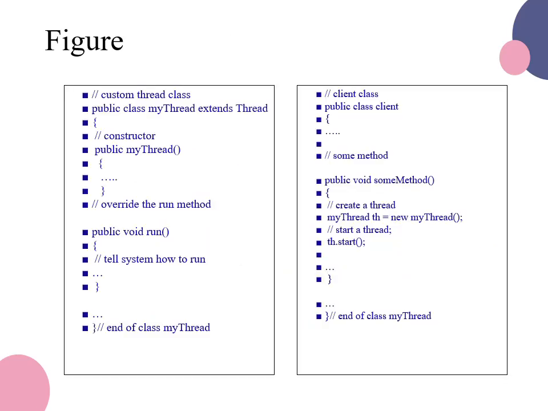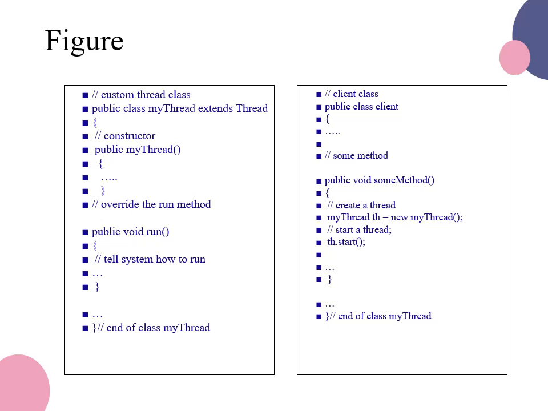As said in the previous slide, there are two ways to create a thread in Java: by extending the Thread class and by implementing the Runnable interface. The Thread class provides constructors and methods to perform various operations on the thread. Some methods that were mentioned were the run method, which is used to perform the action of a thread, and the start method to start the execution of the thread.